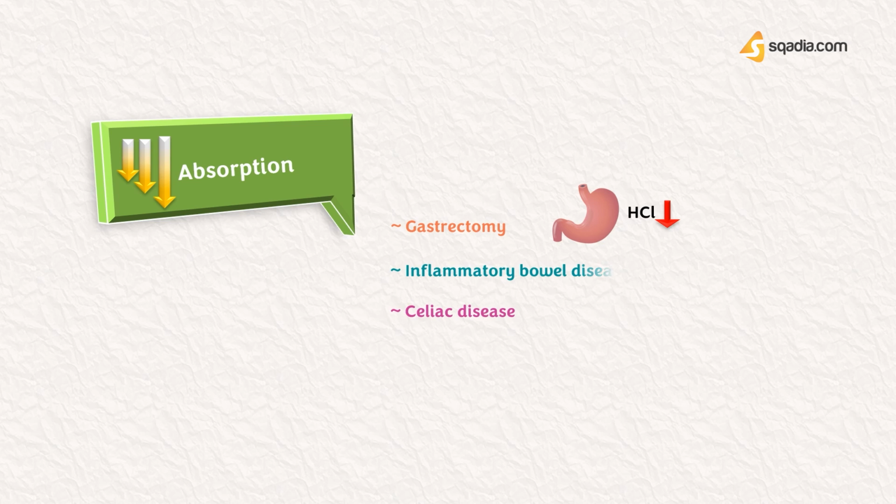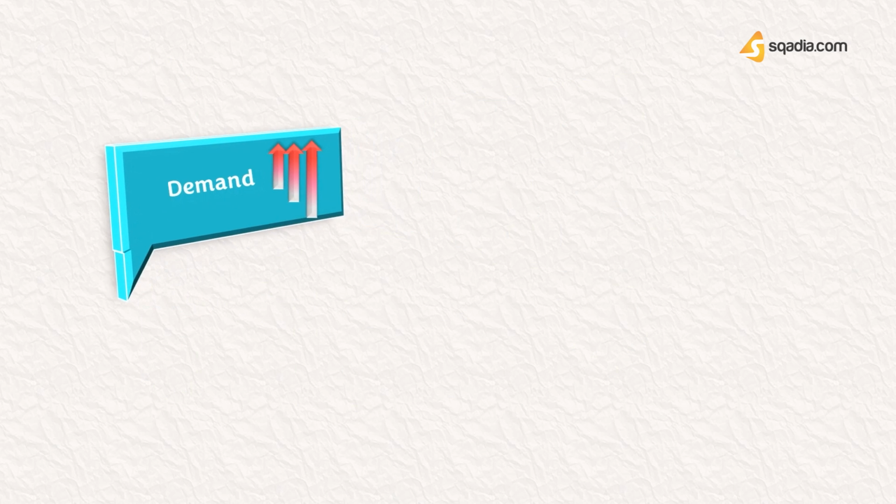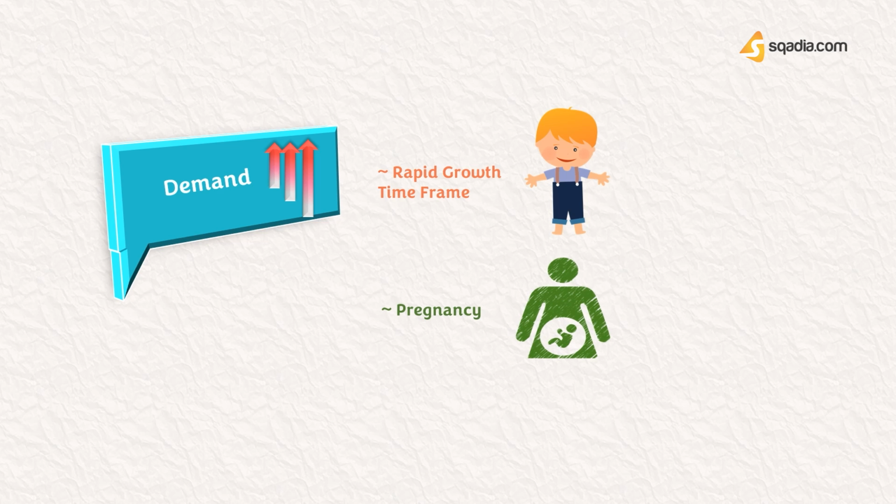Additionally, inflammatory bowel disease or IBD, which includes ulcerative colitis plus Crohn's disease, and celiac disease, act as roadblocks in the way of iron absorption from the gut. Further, increased iron demand can be due to rapid growth time frame as kids need more nutrition in their growing phase. There is also high need of iron during pregnancy.